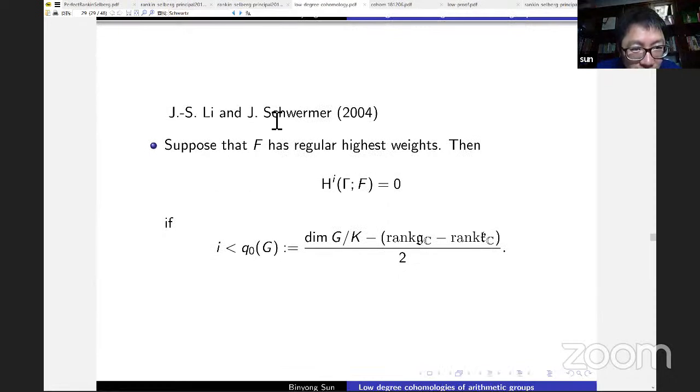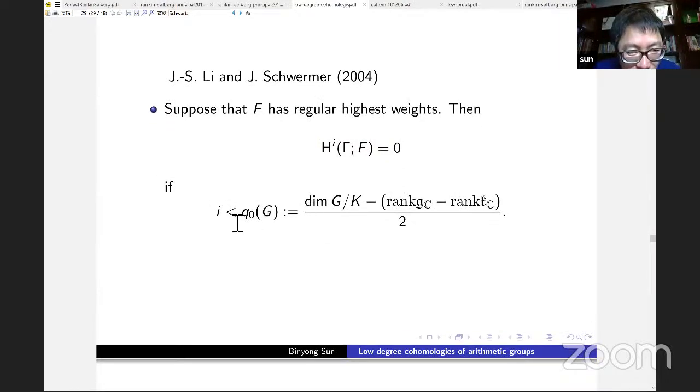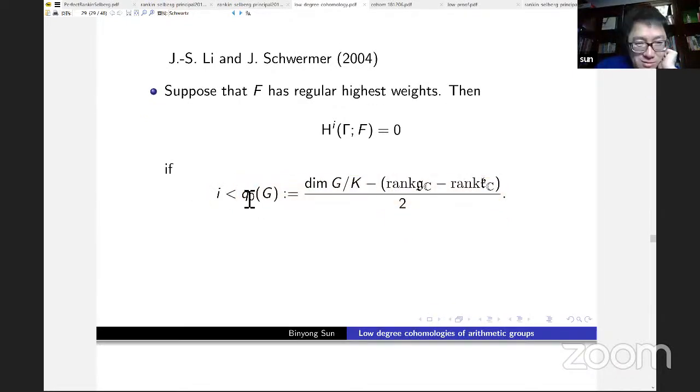And Jian-Shu Li and Schwermer prove that when F has regular highest weight, this number is really larger than rG, I think. But here they require this highest weight of F to be regular, so this vanishing result does not apply to the case when F is a trivial representation.